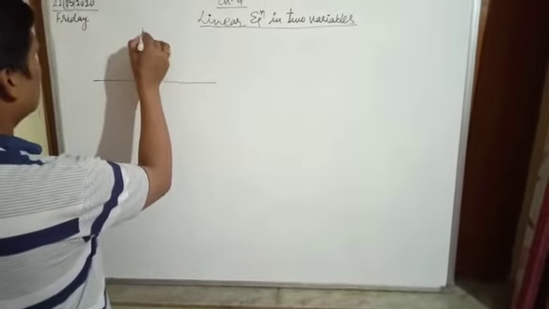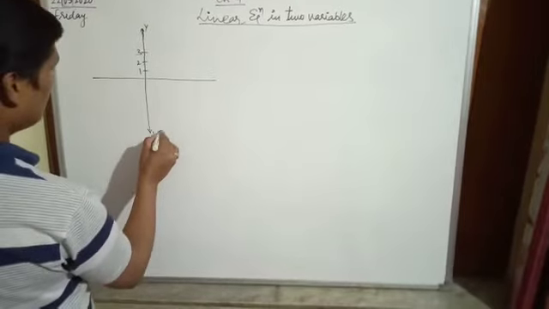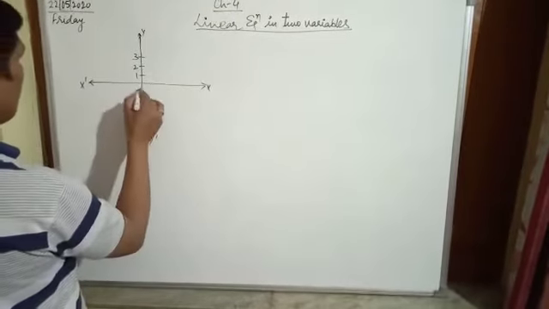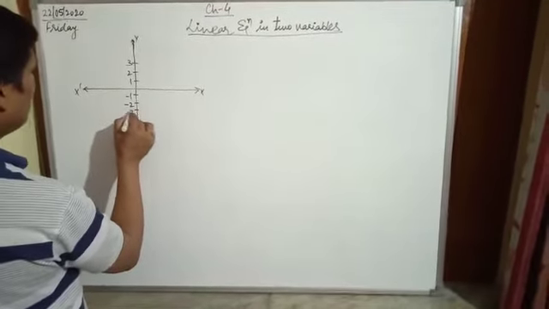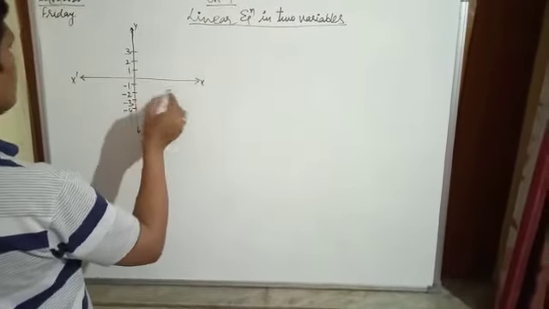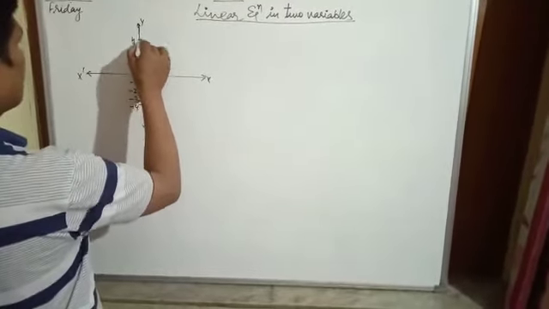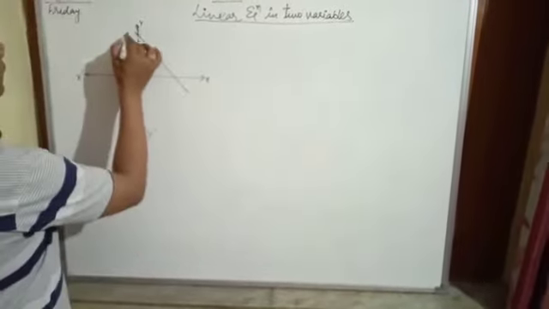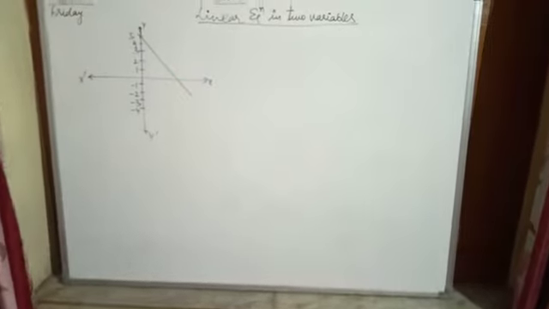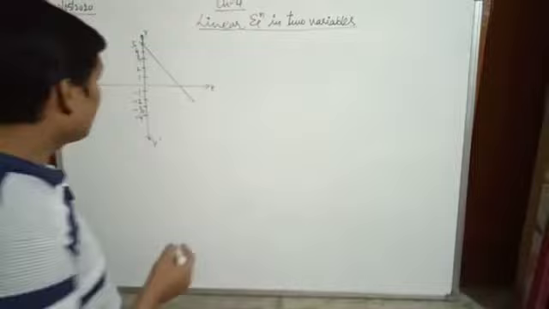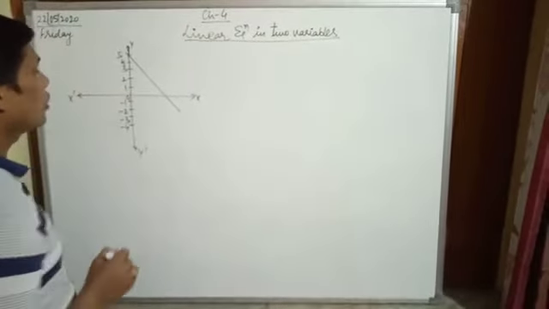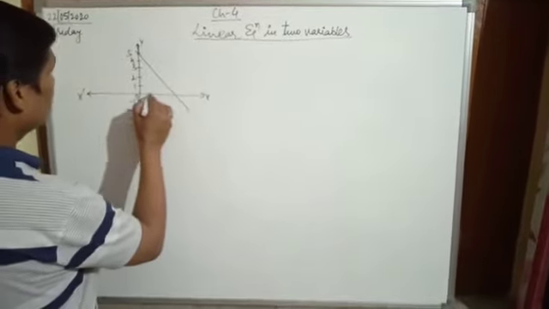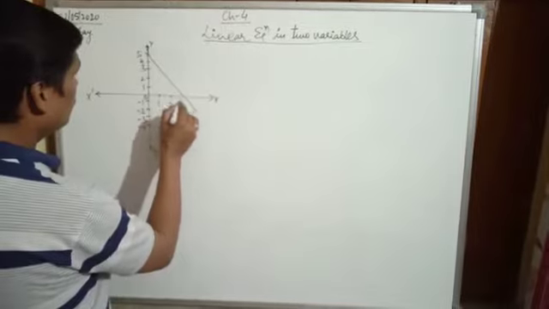So this is the y axis, this is y dash, this is the x axis, this is x dash. -1, -2, -3. Suppose a graph like this one is given. How will we read this graph and write the coordinates of the given graph? 1, 2, 3.